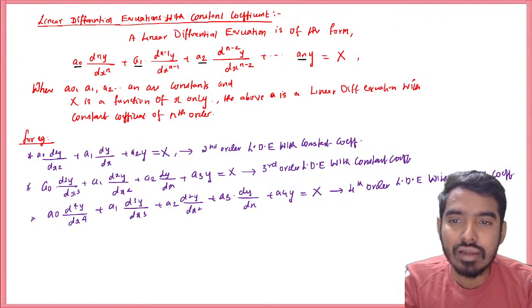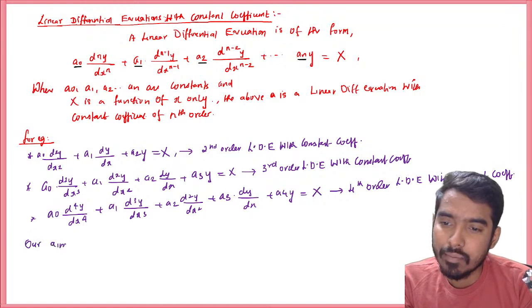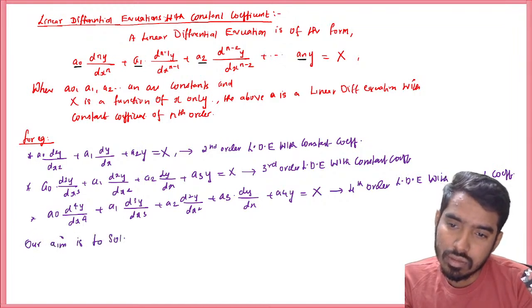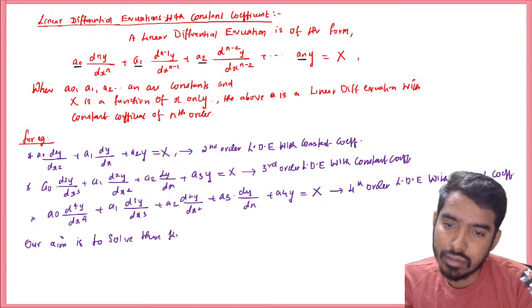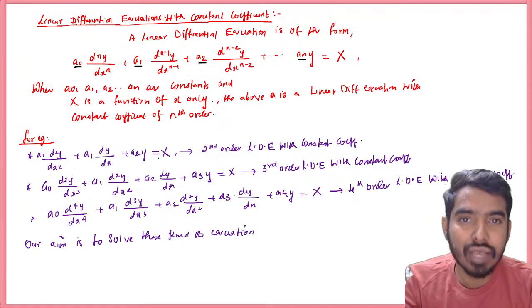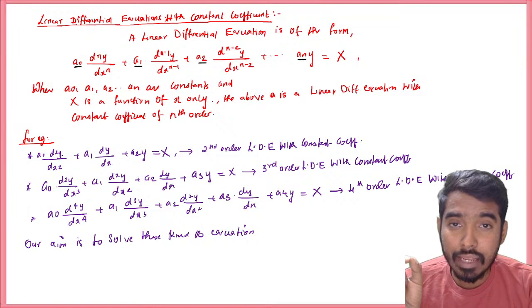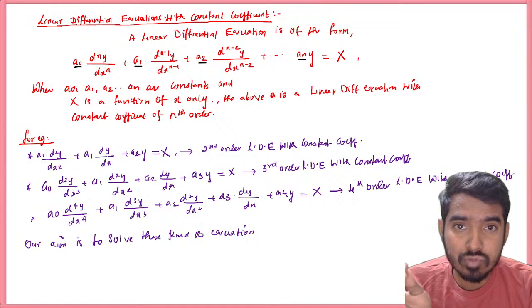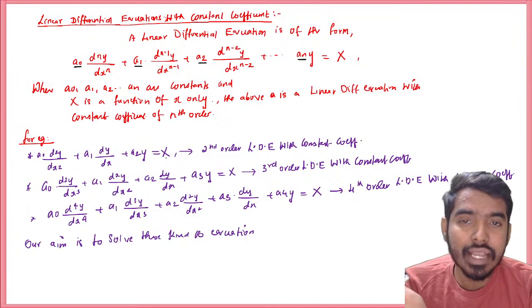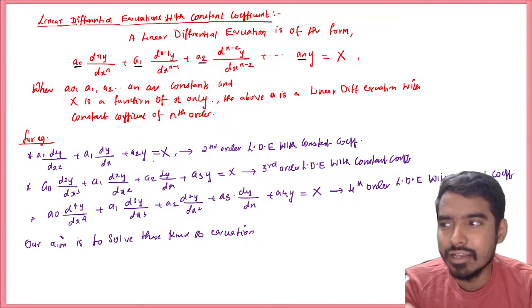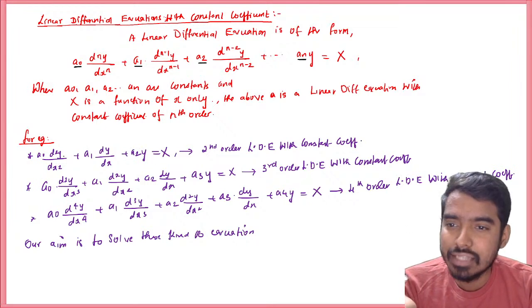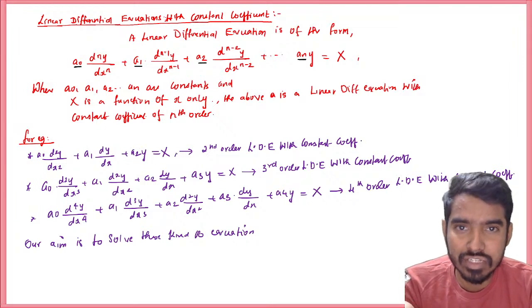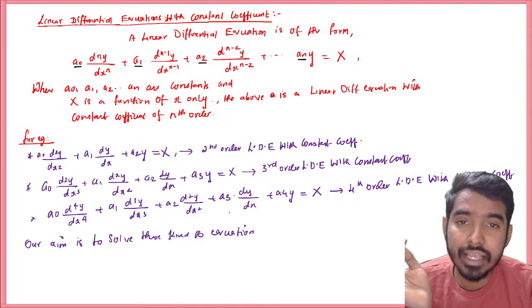Now our aim is to solve these kinds of equations. How to solve them? We need to find a function y that we differentiate twice and multiply by a0, differentiate once and multiply by a1, and multiply y by a2. Overall, adding it up, we must get X as the answer. That is, we need to find the solution: we are looking for a function that satisfies this equation.